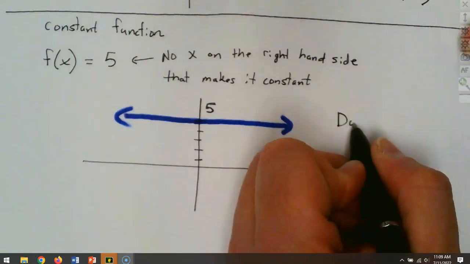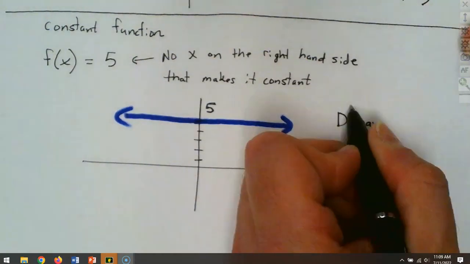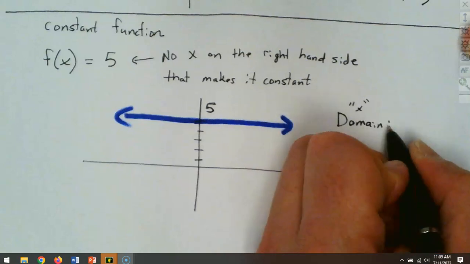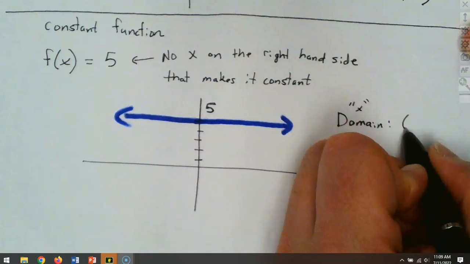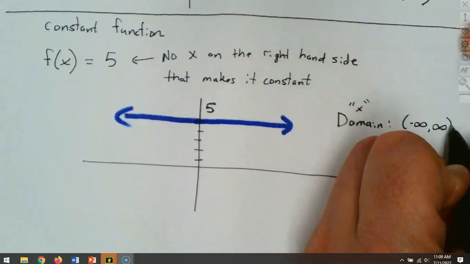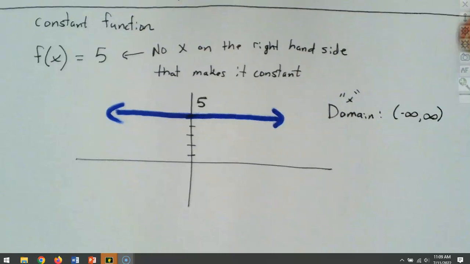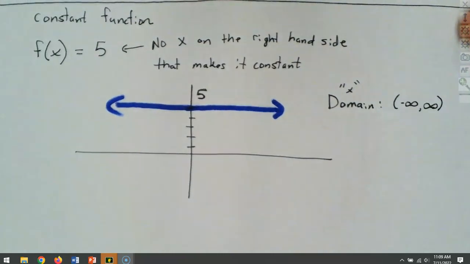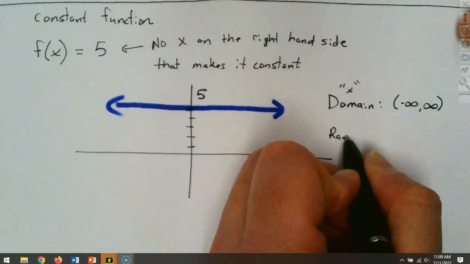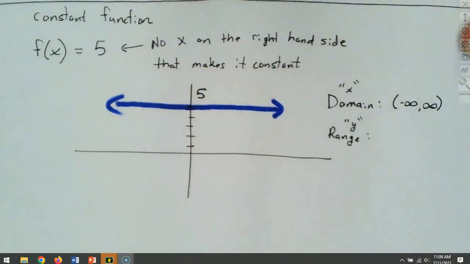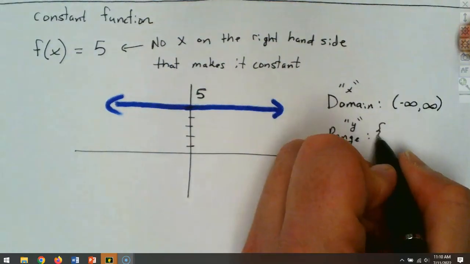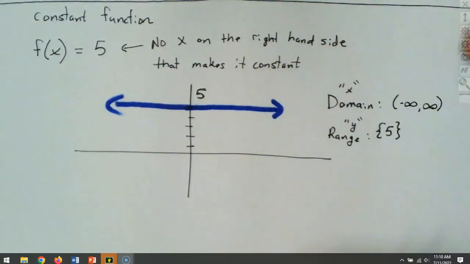What about my domain? Okay, the domain is the values of x. So this function can go to the left, and it can go to the right. So my domain would be negative to positive infinity, because the domain is the values of x. And then when we talk about the range, well, the range is going to be the values of y. And there's only one value for y, and that's at 5. So this is pretty much stuck at 5. It can go left or right, but it can't go up or down. So it's stuck at 5.